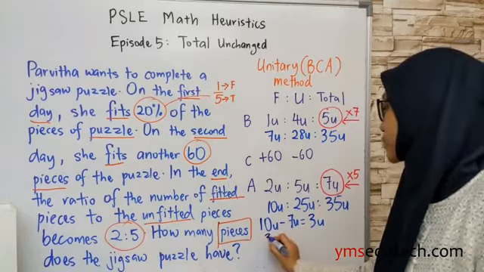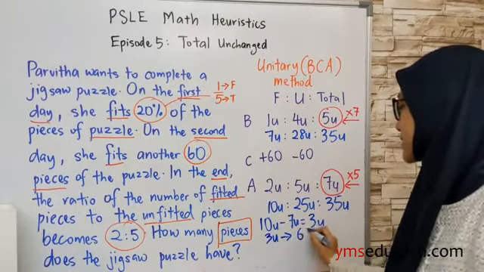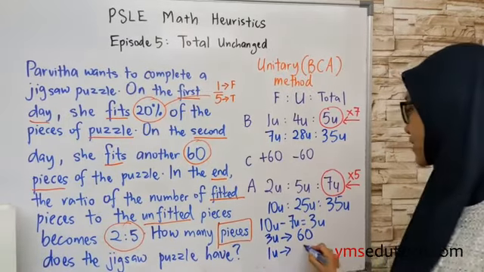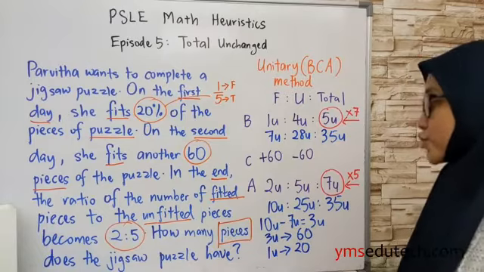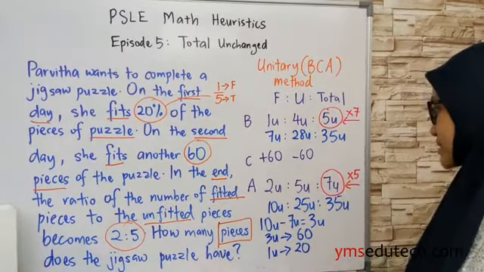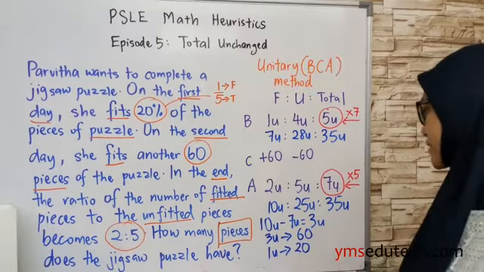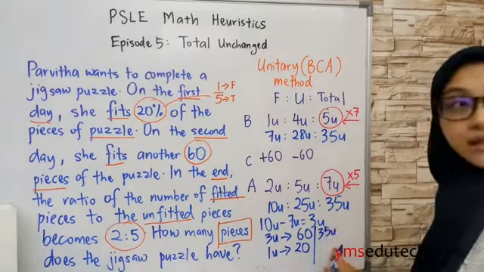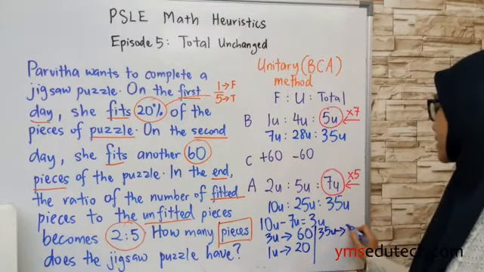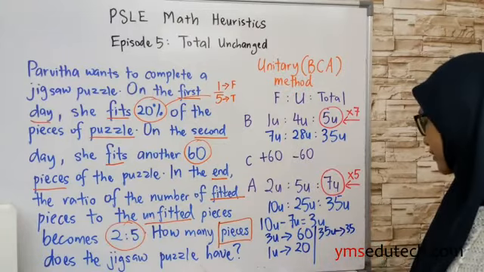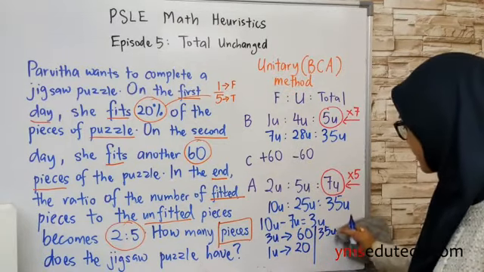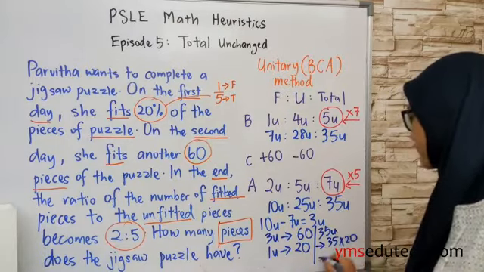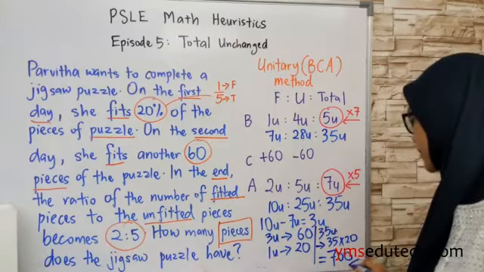So 3 units is referring to how many pieces? 60 pieces. Always find 1 unit. 60 divided by 3, that will be 20. We want to know the total number of pieces. So total number of pieces is how many units? 35 units. So we are interested in 35 units. Can it be seen? Okay. 35 units is 35 multiplied by 20. Final answer, 700 pieces.